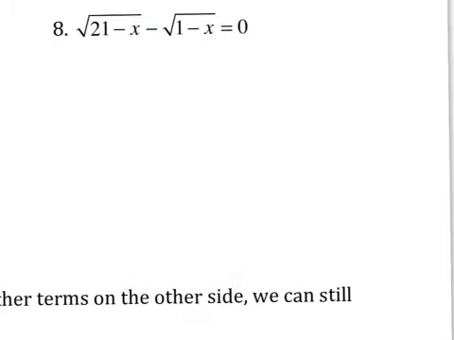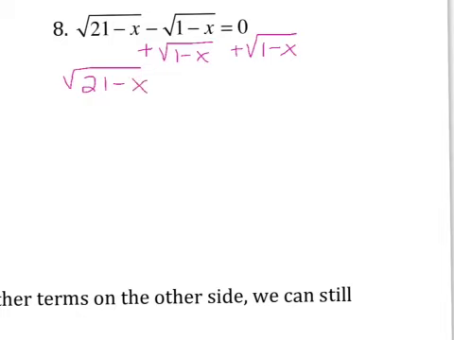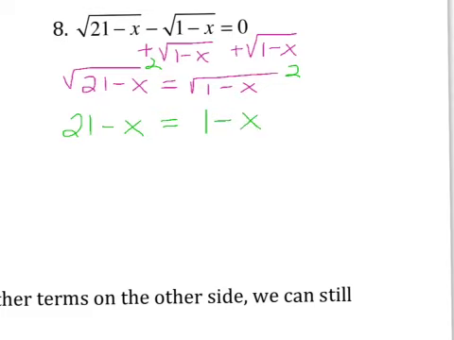Problem 8 is a little bit tricky, where first we need to add the square root of 1 minus x to the other side before we square both the radicals. So now that the square root of 1 minus x is on the other side, we can square both sides. So we have 21 minus x equals 1 minus x. Add x. And we get 21 equals 1.